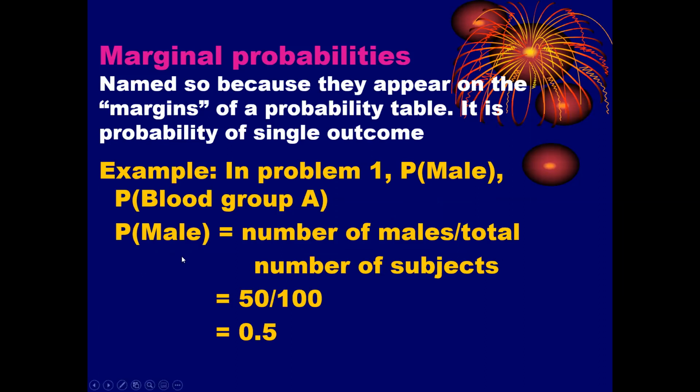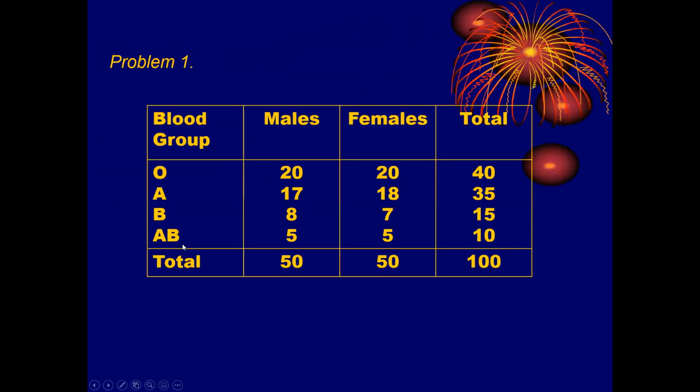Okay, take a look at this now. The probability of blood group A. If I want to find the probability of blood group A, then it means I'm actually marginalizing gender. It means I'm not interested in gender. Okay, now if you go back, if I want to find the probability of male, if I go back to the table, the probability of male is just going to be the ratio of the number of males to the total number of respondents.